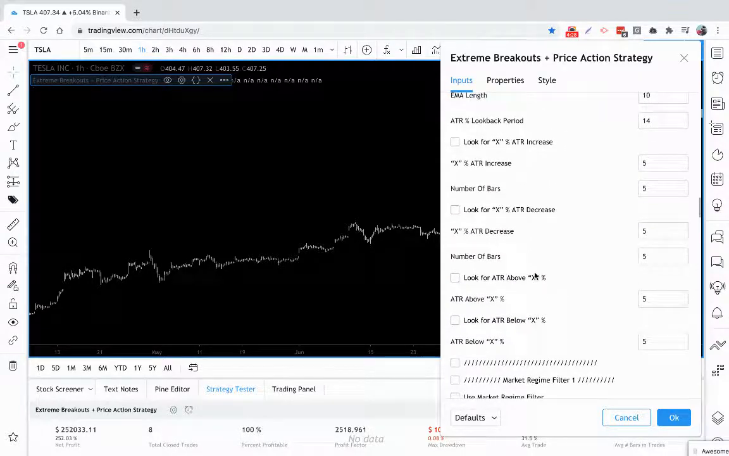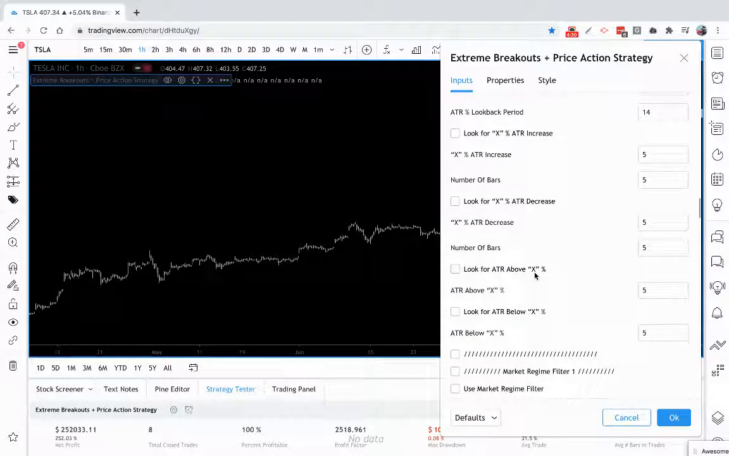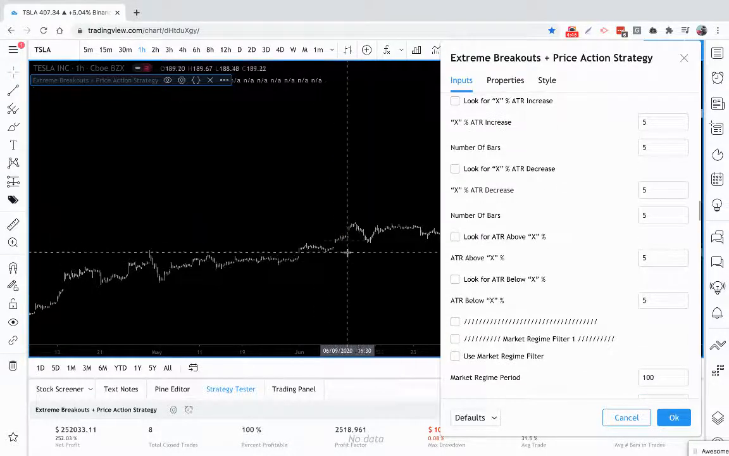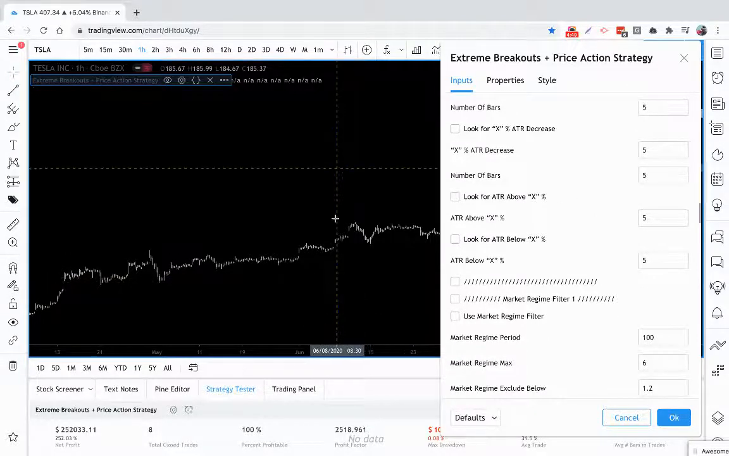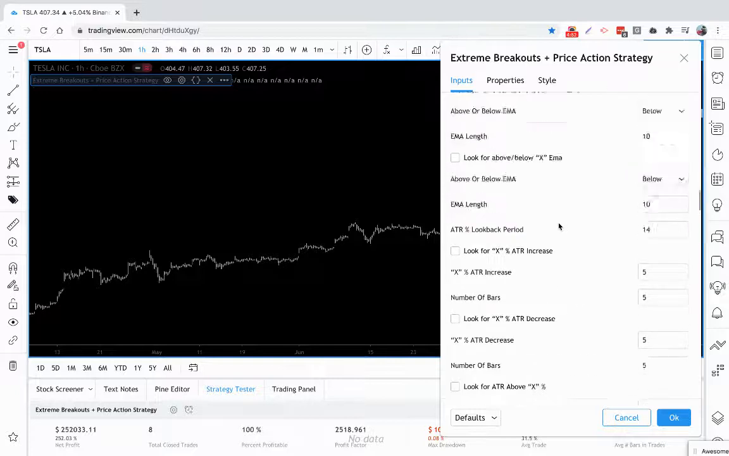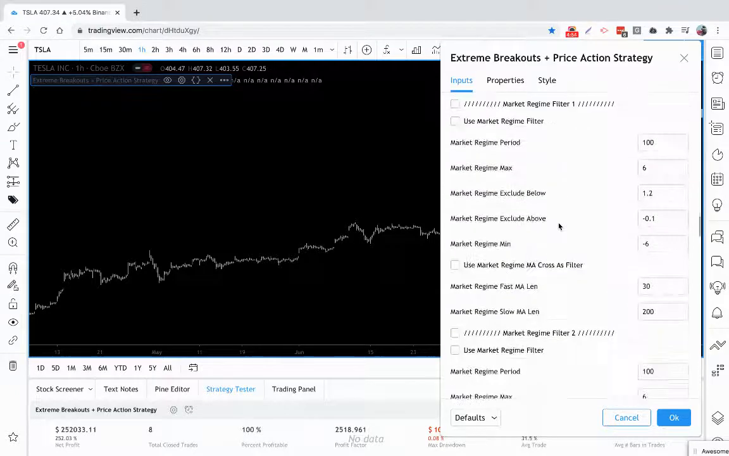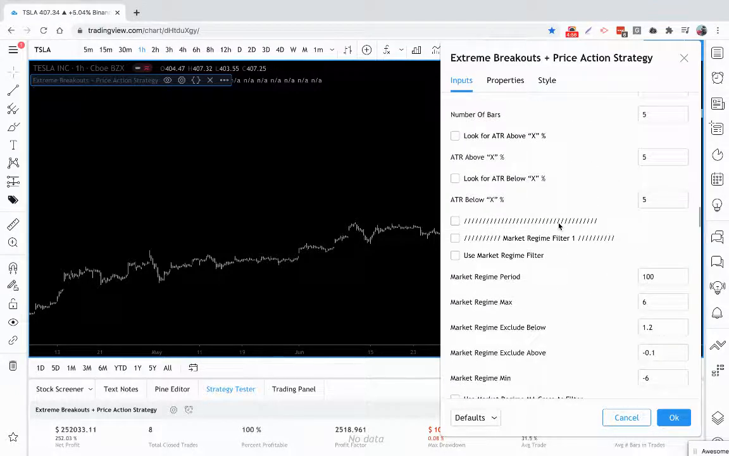If you want to look for breakouts that are in volatile or not so volatile conditions, you can do that using the average true range. You can look for criteria where it increases just a very little bit or increases a lot over any amount of certain bars, or decreases over a certain amount of bars by any amount. You can look for the average true range to be above or below a certain percent. And all of these settings you can mix and match with each other to get really, really dialed in and specific.